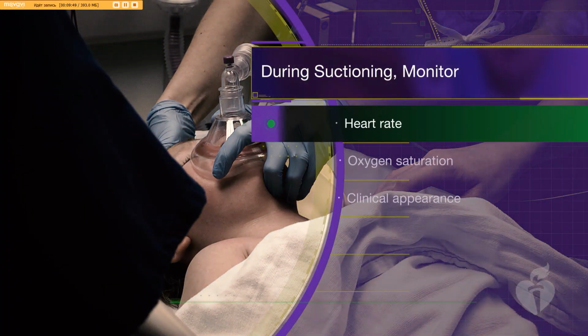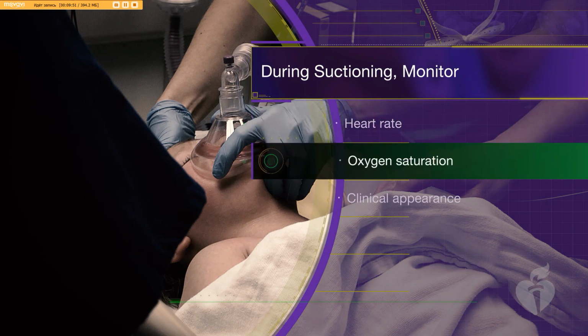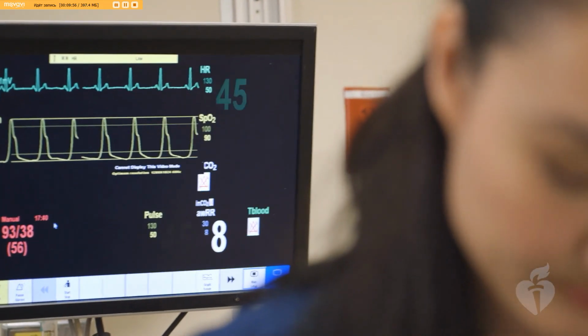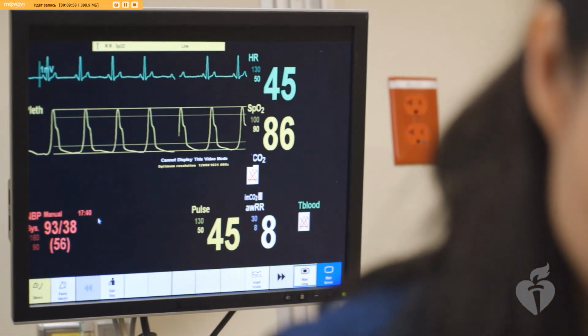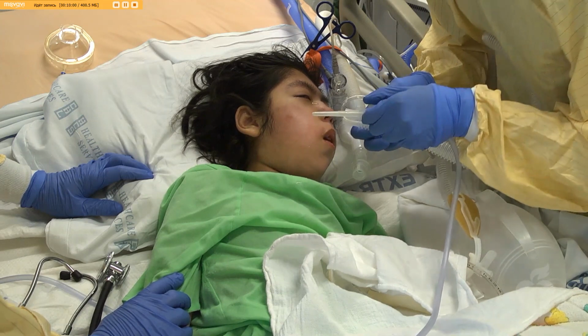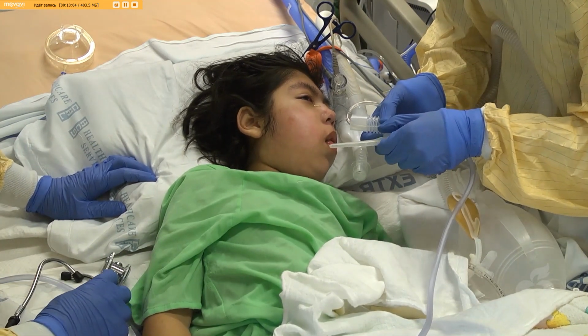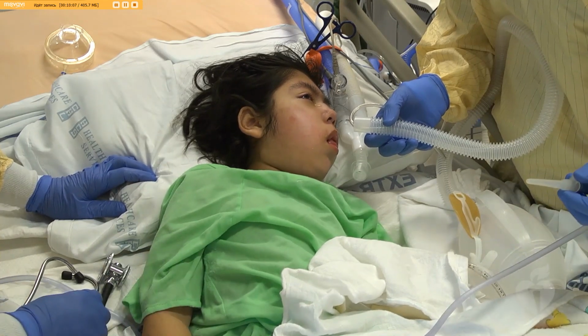Monitor the child's heart rate, oxygen saturation, and clinical appearance during suctioning. If bradycardia develops or clinical appearance deteriorates, interrupt suctioning and deliver oxygen and bag mask ventilation if needed, until the heart rate and clinical appearance return to normal.